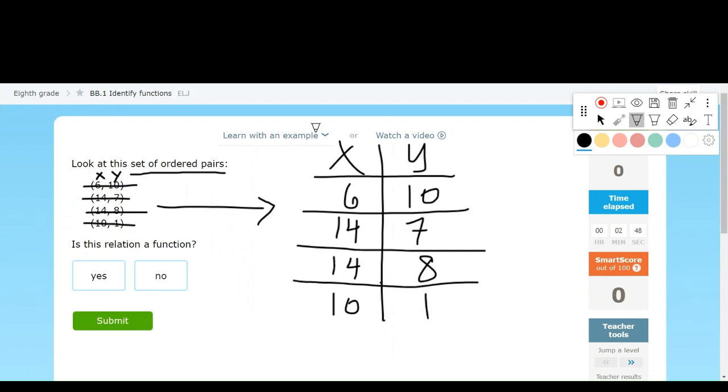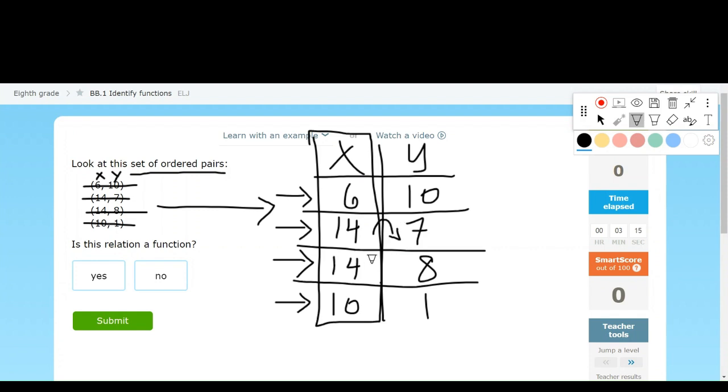Again, we're going to look at our x values here, the x column, and we're going to look at if there are any x values up here more than once. 6 appears once, 14 appears once. Oh, looks like 14 appears a second time. 10 appears once. Huh. Well, let's look at what 14 is paired up with. Well, it looks like 14 is paired up with 7, and then 14 is also paired up with 8, right? 14 is trying to be at two places at once. That is a no-no. So we are going to say no. That is not a function.